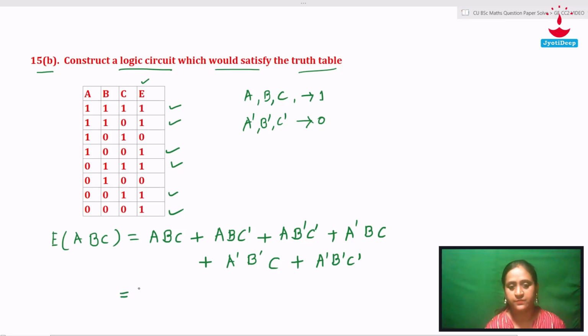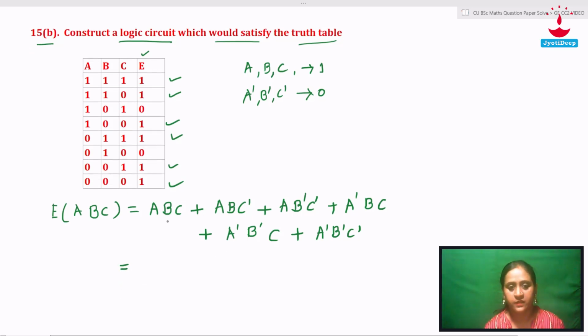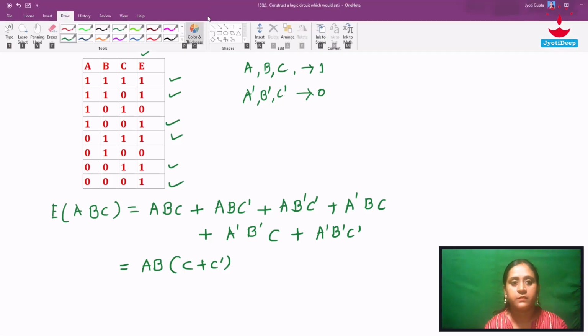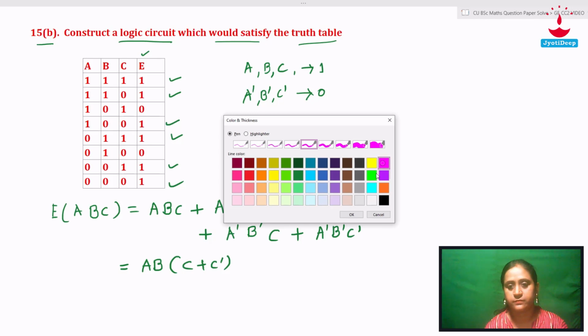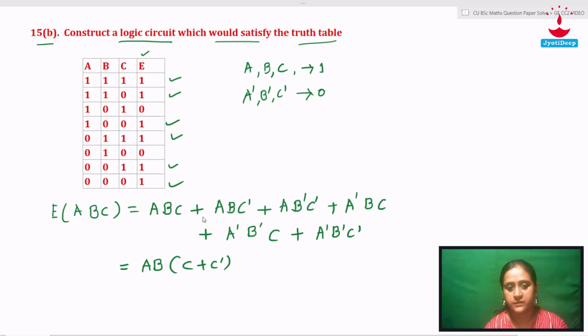So this will be ABC plus ABC dash. I am going to take common AB, so it will be C plus C dash. From this and this we have taken AB common.